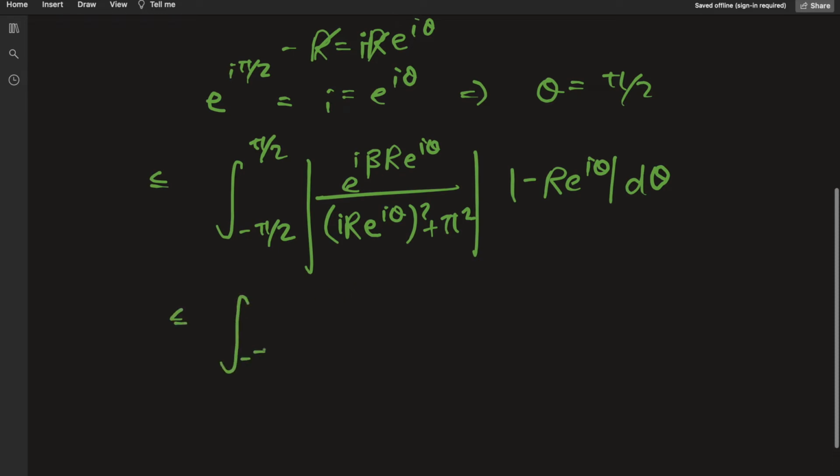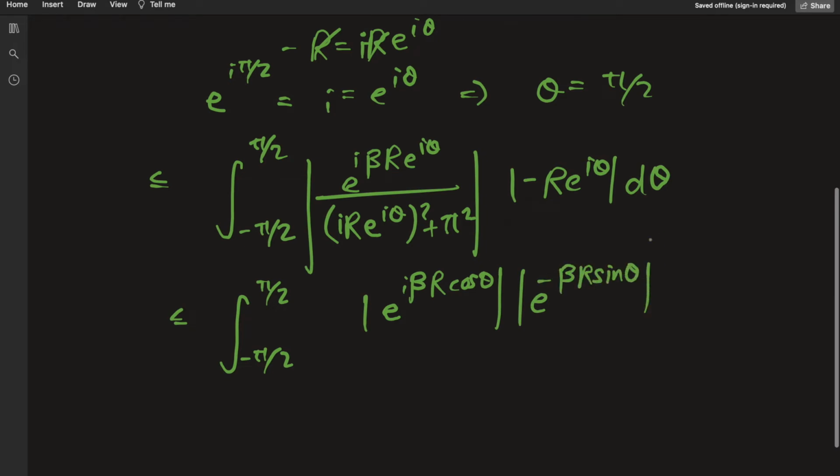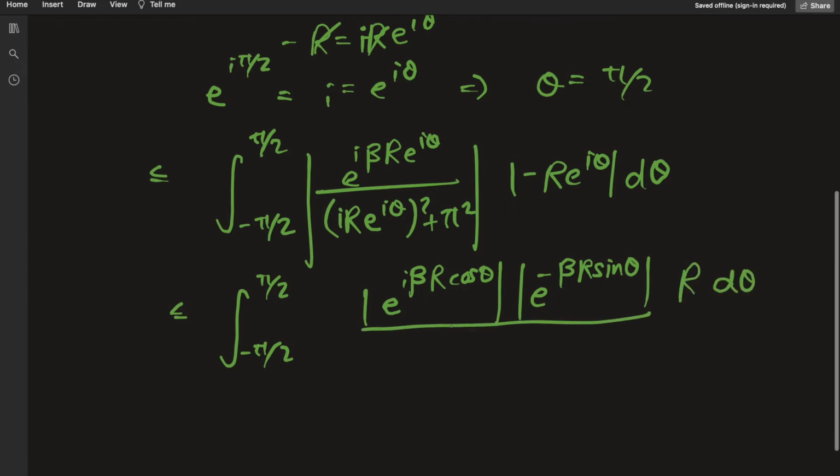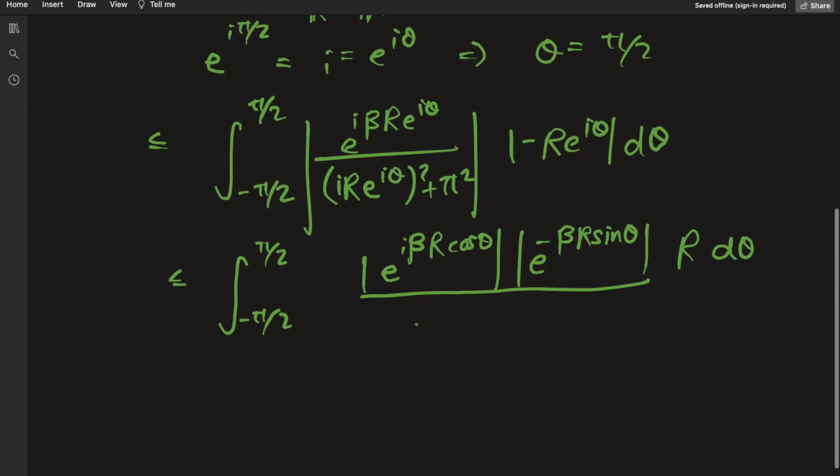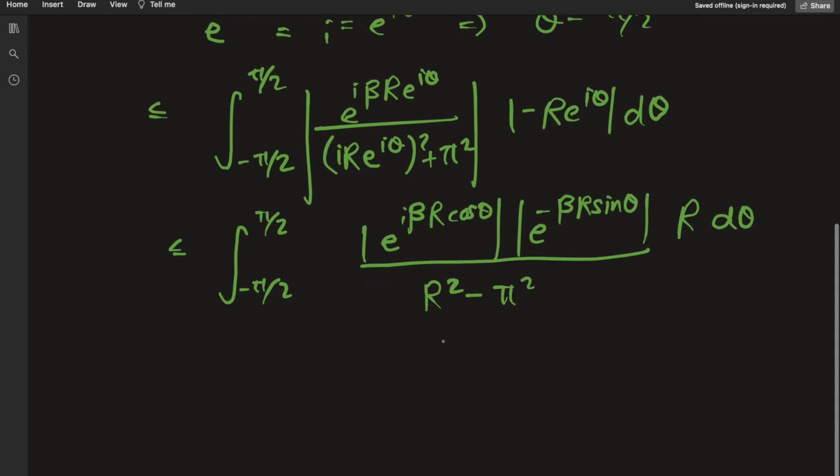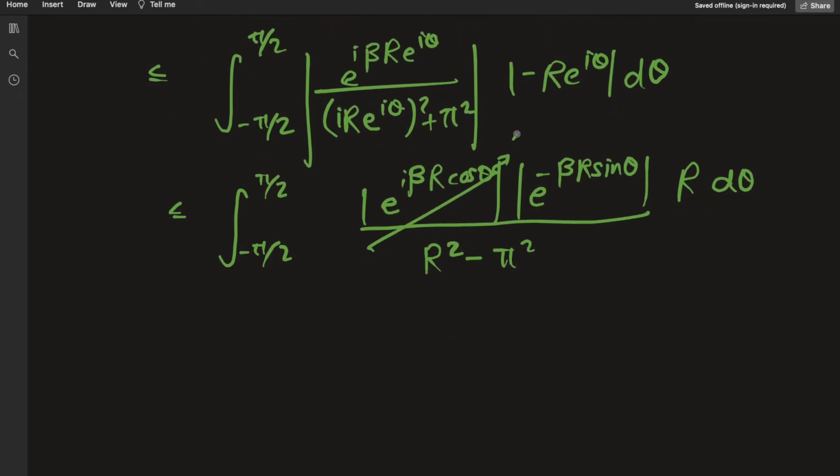Now we can do some simplifications here. We can expand the numerator as e raised to i beta r cosine theta, e raised to negative beta r sine theta, r d theta, over r squared minus pi squared. I'm using reverse triangle inequality in the denominator. This guy will become 1 because it's the mod of e raised to i times something.